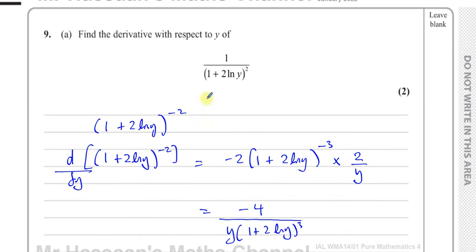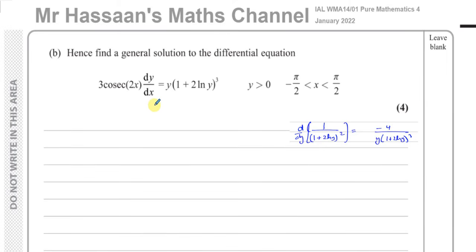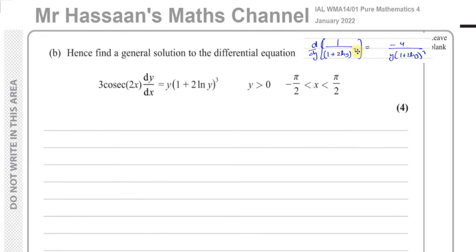Now we're going to move on to 9 part B. For part B of this question, it says, hence, using what we just did, which is this differential, find a general solution for the differential equation as follows. So we have to use this answer somehow, which is why I've got it written down over here so that we can refer to it when needed.